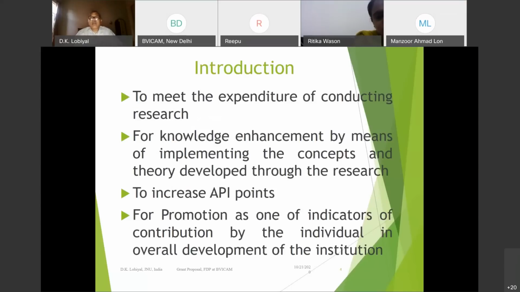Now, let us begin with why we need to have a project. One reason is to meet the expenditure of conducting research. The moment I say conducting research, many of us in mathematics, maybe computer science and social science, feel: why do we need a project? Because there are a lot of things to be done. At times it becomes more of a managerial job than a researcher's job, because you have to keep all the records and run here and there, and it puts the burden of extra work on you. You did not do it for the sake of research, but you are landing with a lot of managerial work. So you think, why do I need it?